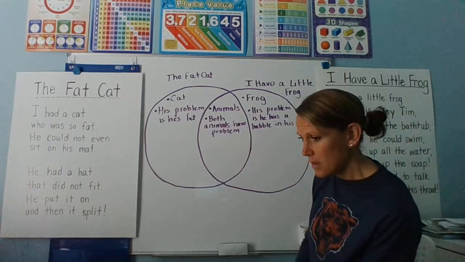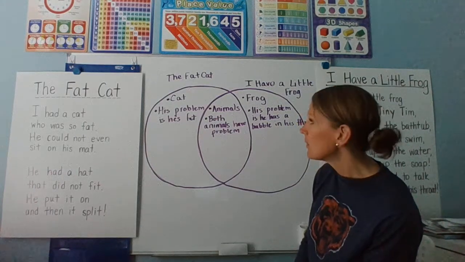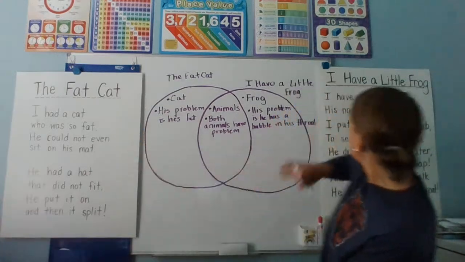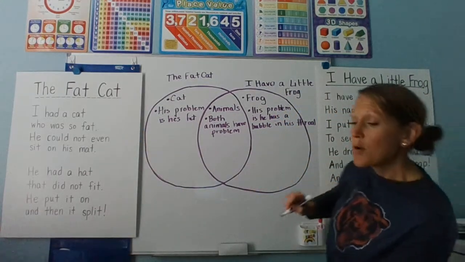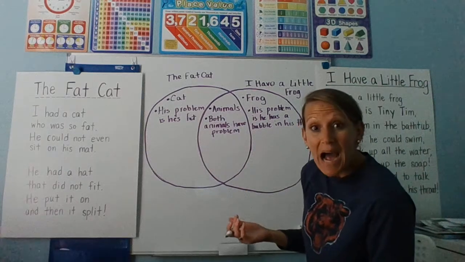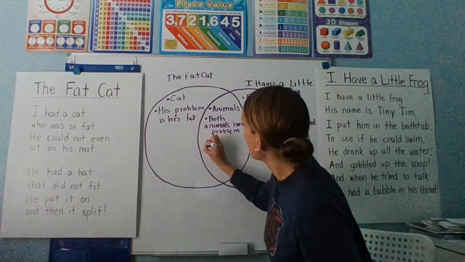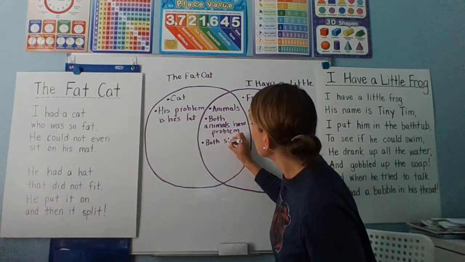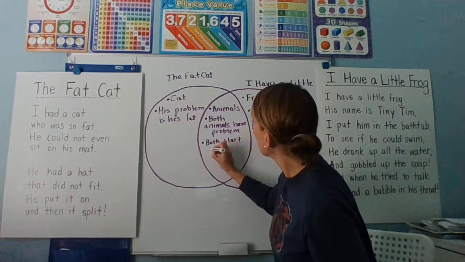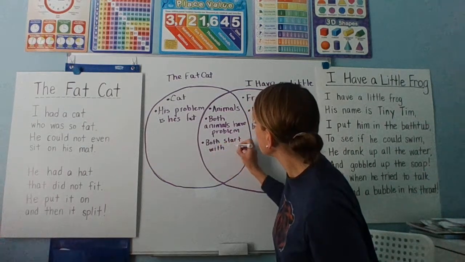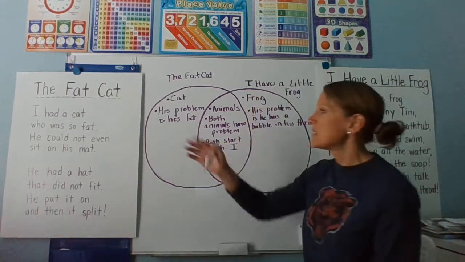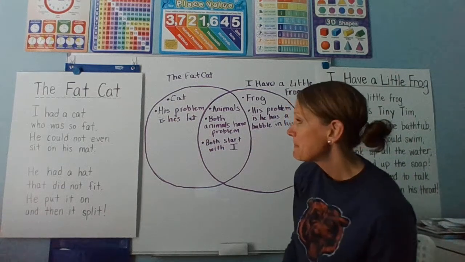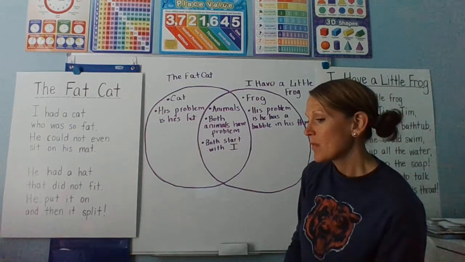Okay, something else? I have one in the middle. They both start with I. Okay, both poems start with I. This one is I had a cat, and this is I have a little frog. So they both are talking about things I have. Okay? And then one for each one. They both start with the word I, and I'm just going to put I. So this one's I had, and this is I have, but both talking about that.